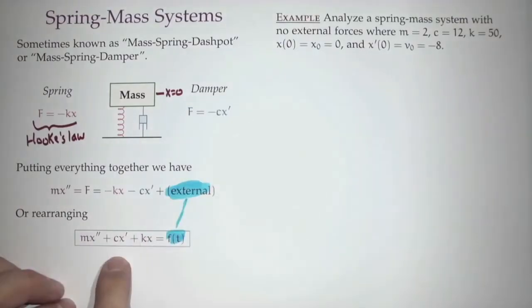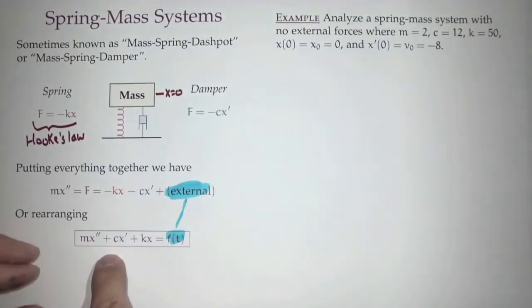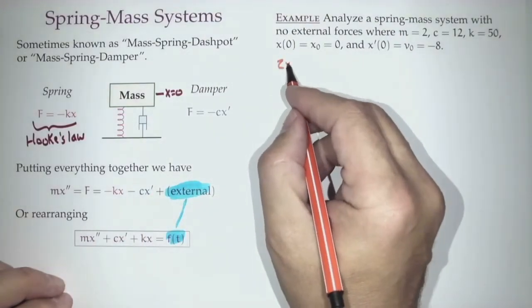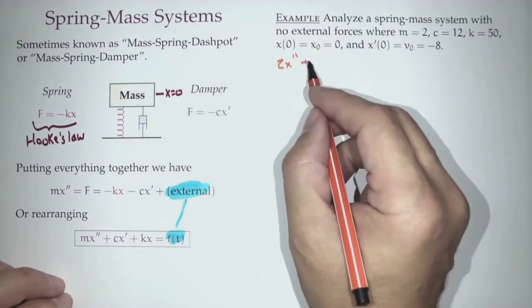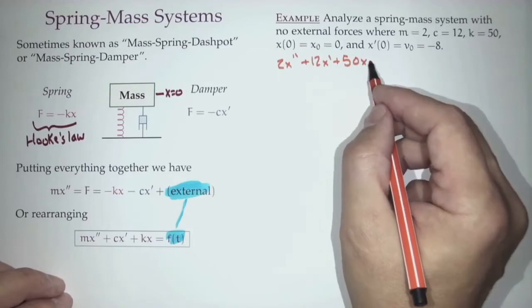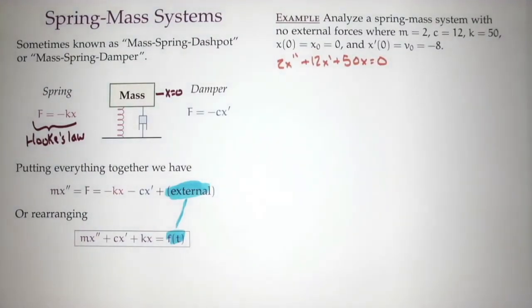Yeah, we have the pieces. So let's just put these numbers into our equation. Okay, so 2x double prime plus 12x prime plus 50x equals 0. That was pretty quick. Now where to?